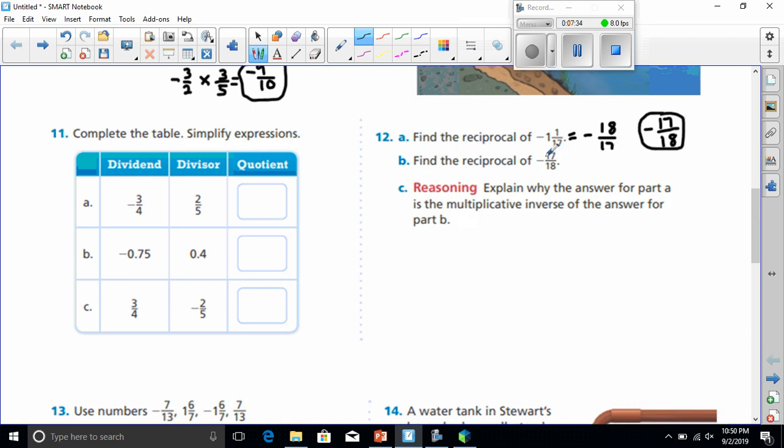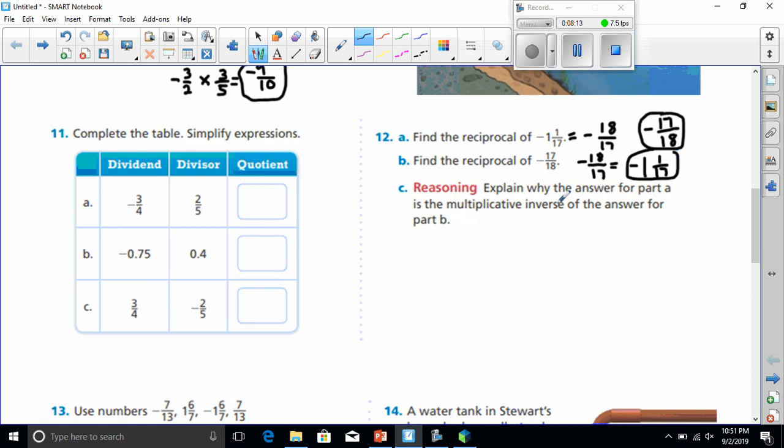It says find the reciprocal now of negative 17 over 18. Hey, that's the number that we had. Well, it should be no surprise then that that is going to be negative 18 over 17. And of course, that's an improper fraction that we can turn into negative 1 and 1/17. And that should be no secret because that's what we started with, right? So that would be the reciprocal there.